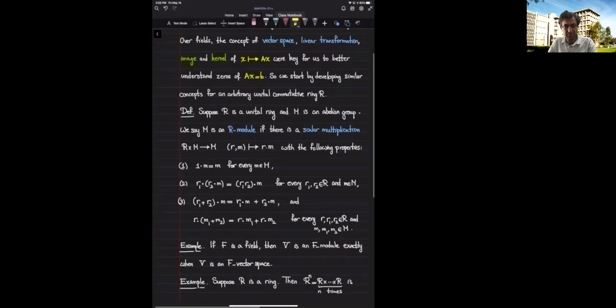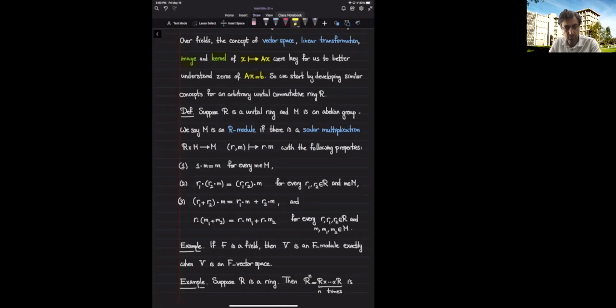1 times every vector was the vector. The multiplication inside the field is compatible with this scalar multiplication. We have distribution law both on the ring side and on the vector space side. So these were the axioms or conditions of getting a vector space. What we are going to do is to impose the same conditions, but this time we assume that the set of scalars are just rings. And what we end up getting, we are going to call an R module.